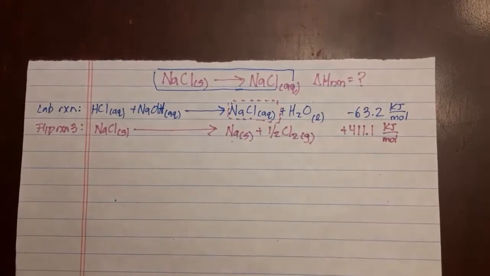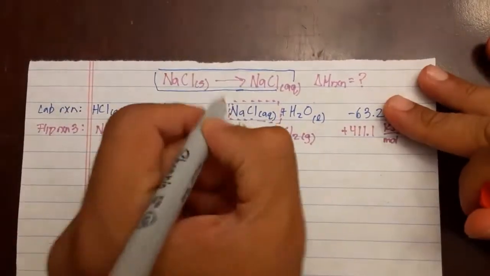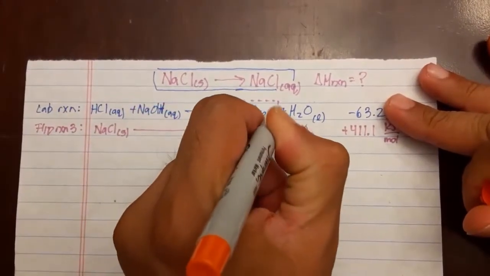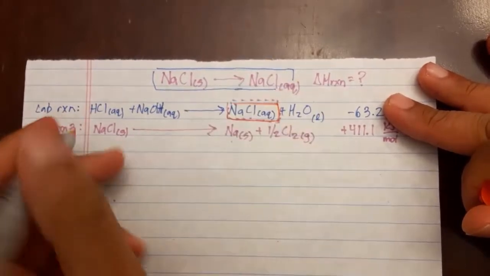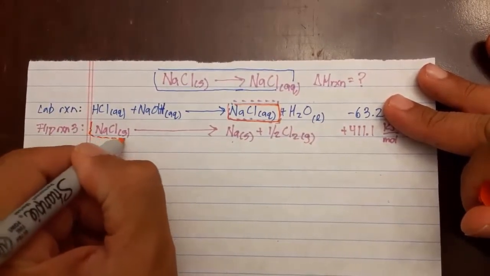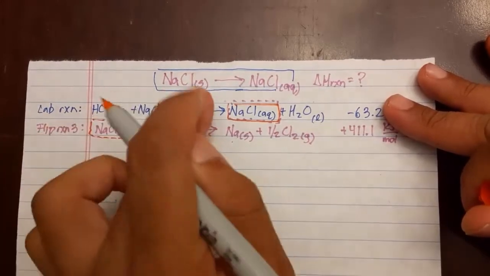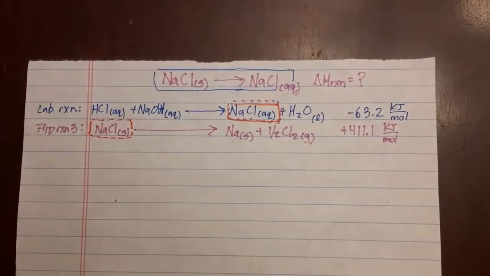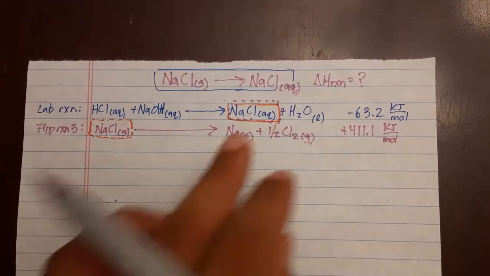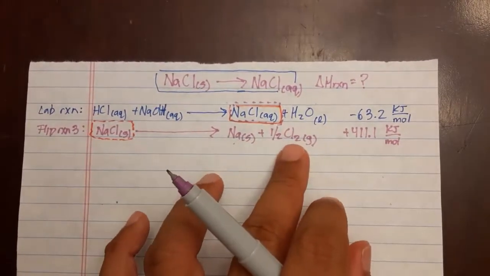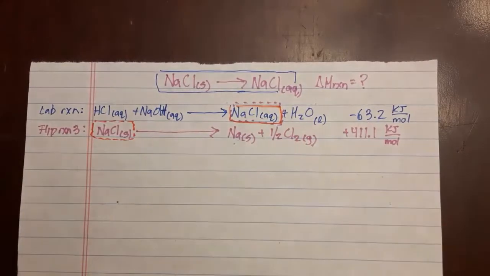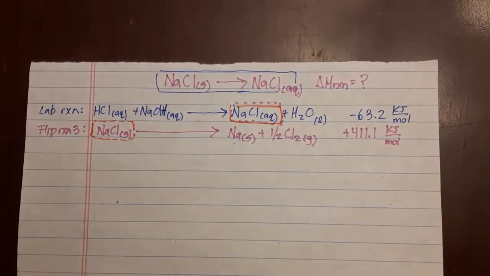Again, let me tell you why I did that. Highlighting in orange, here's my NaCl aqueous, that's good. Highlighted in orange is my NaCl solid. Okay, that's good. Now I need to get rid of all the other stuff, basically. So I need to cancel out the Na solid, half Cl2, HCl, NaOH. So what reaction can we utilize to do that?